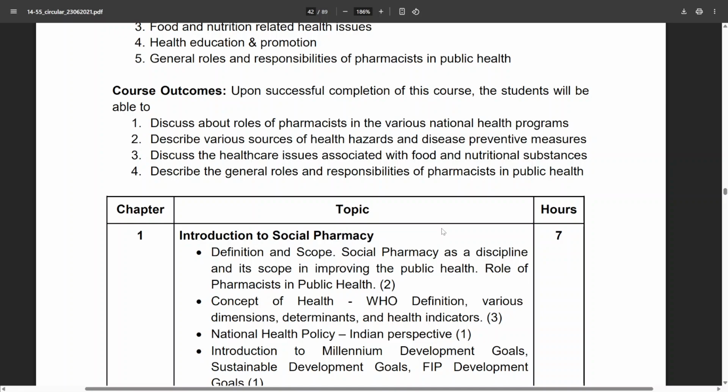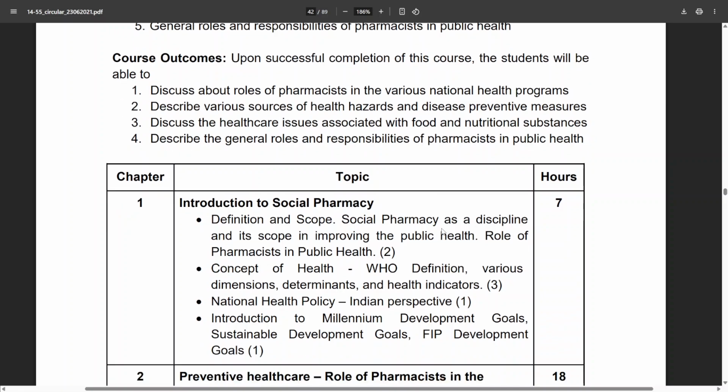Course outcomes. Upon successful completion of this course, the student will be able to discuss the roles of pharmacists in the various national health programs, describe the various sources of health hazards and disease preventive measures, discuss the healthcare issues associated with food and nutritional substances, and describe the general roles and responsibilities of pharmacists in public health.